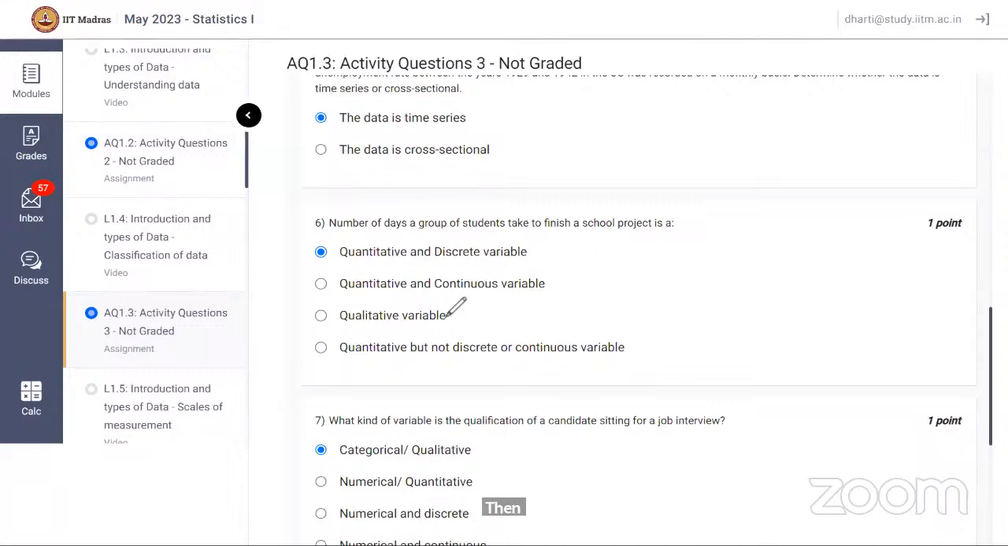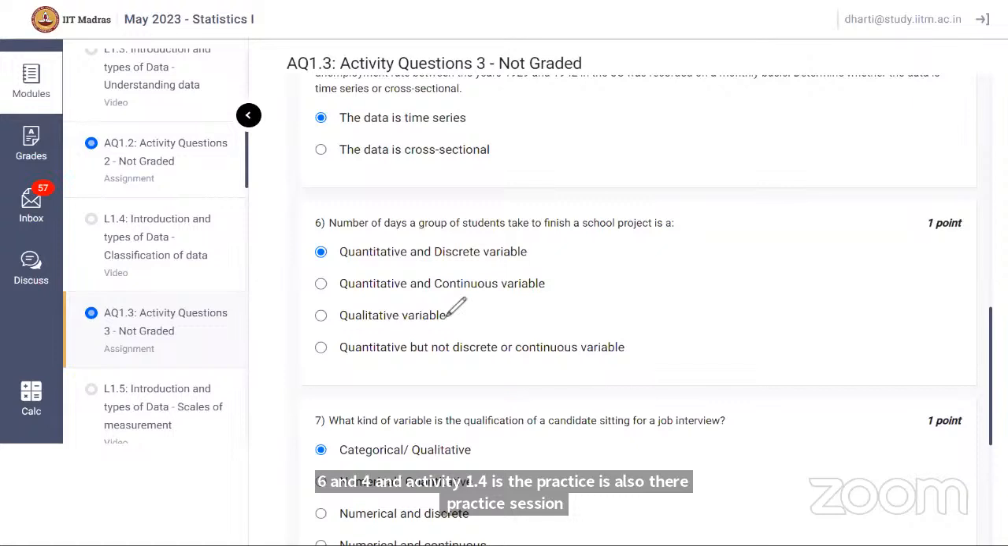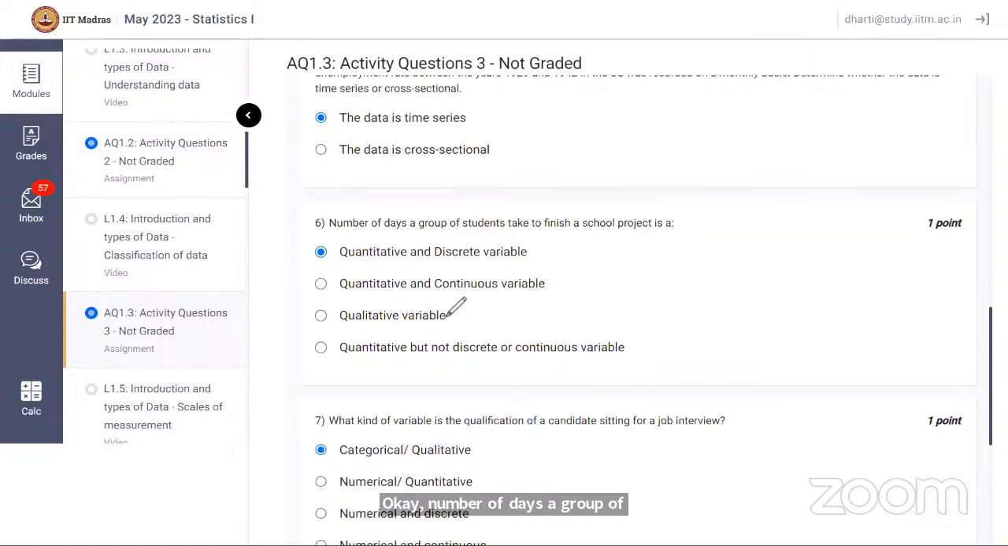Hello, ma'am. My all activities have already been completed. No, it's not. We have a doubt in question number 6 and 4, and activity 1.4 is there. The practice session is also there. Okay, thank you, ma'am. The number of days a group of students takes to finish the school project is... Ma'am, can't it be continuous also?